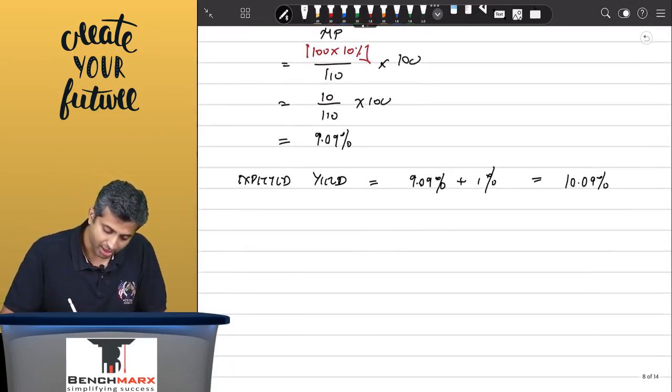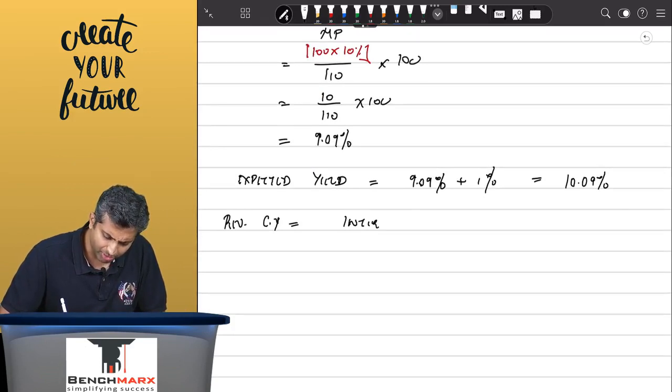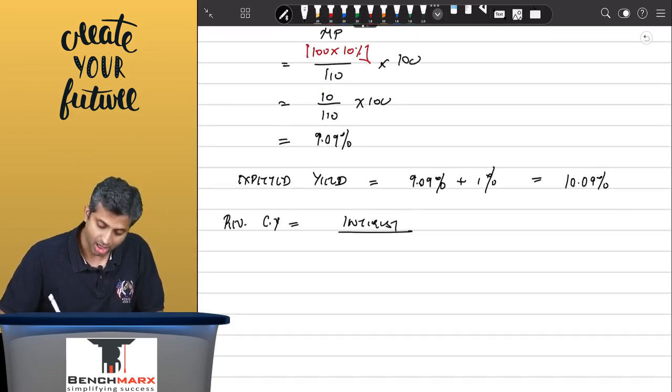So again, we can say that, well, if there is a revised current yield which is equal to interest, the government will still keep on paying the same interest. However, what that will ultimately result in is the revised market price.